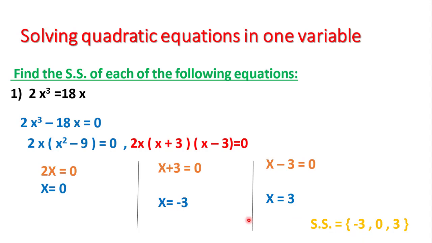So to solve any quadratic equation in one variable, at first be sure that the right hand side equals 0. Then arrange, and if there is a highest common factor, extract it, then factorize. Finally, you have first order equations. Solve each one separately and take the solutions.